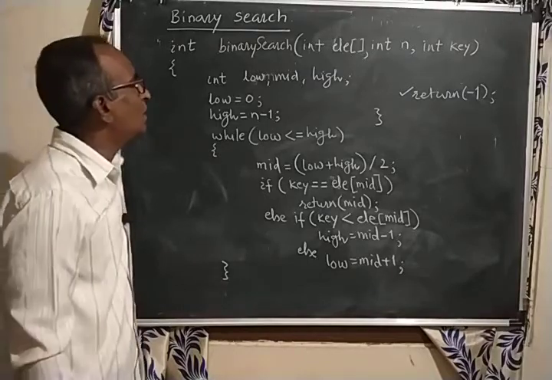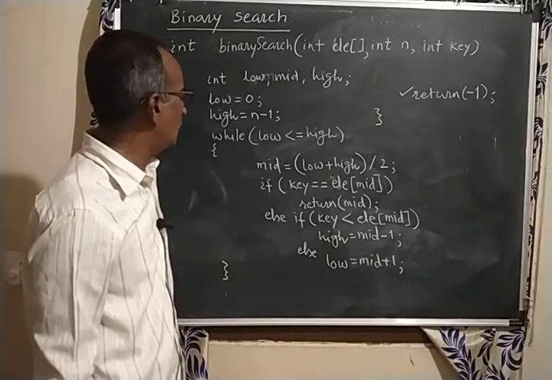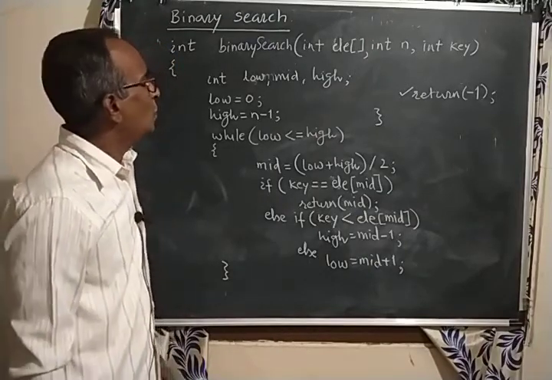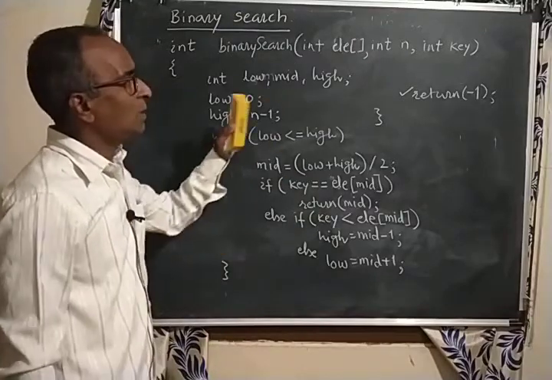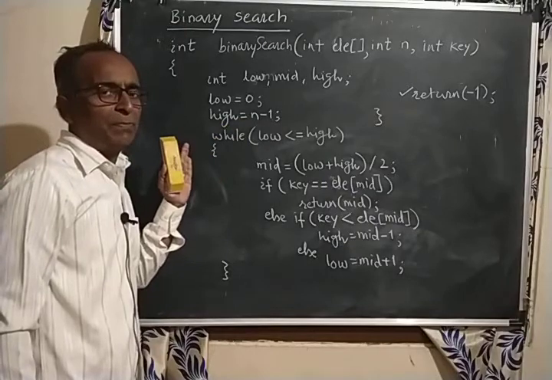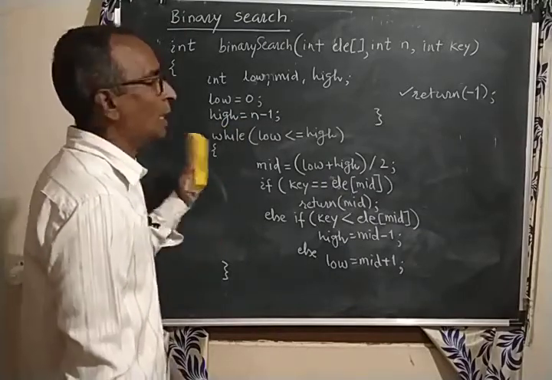We can write it as a recursive function also, but we'll see that later. So binary search is done by halving the list each time. So its complexity is big O of log n.